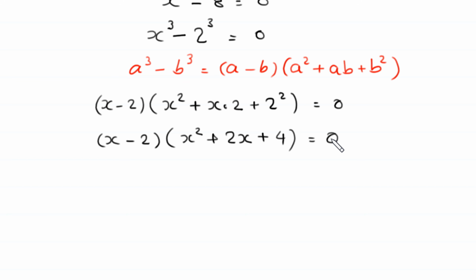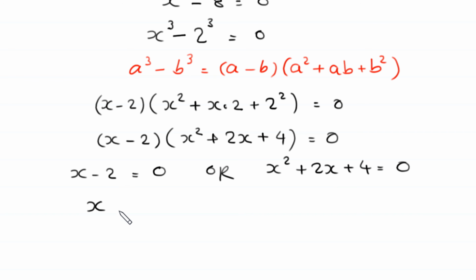From here either this expression x minus 2 is equal to 0 or this expression x squared plus 2 times x plus 4 is equal to 0. From this equation we get the value of x is equal to 2. This is the first value of x, this is the first solution of this equation. To find other two solutions we solve this equation.